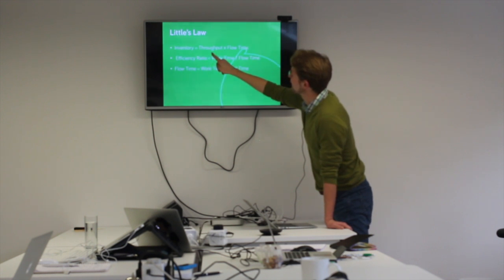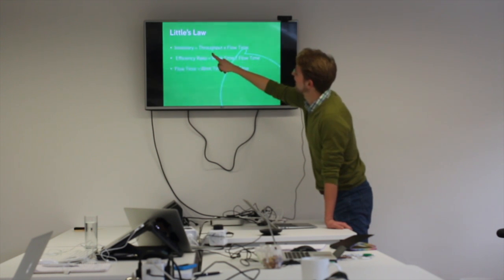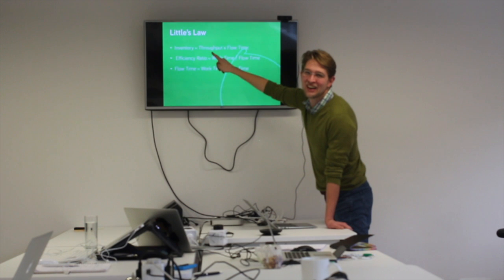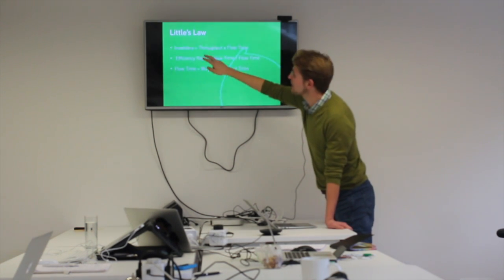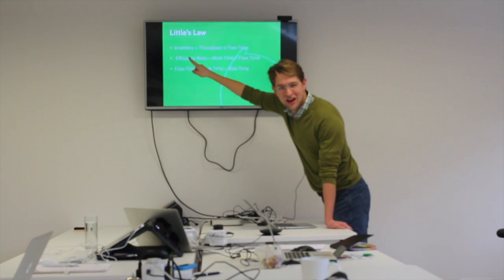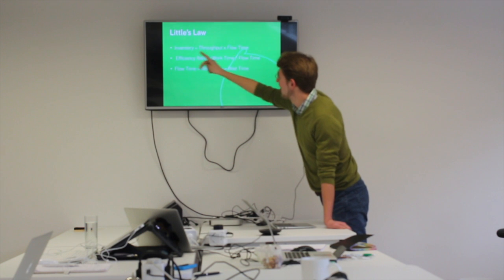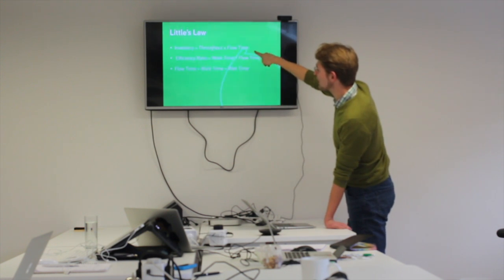Oh, this is difficult. I forgot that. Is it the number of pieces of work? So the inventory is the number of pieces of work that you have in the system, and the flow time is the total time that it takes.